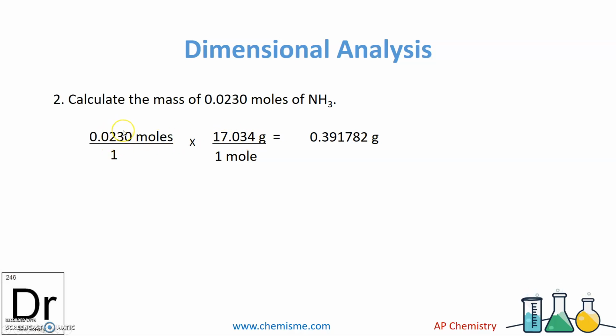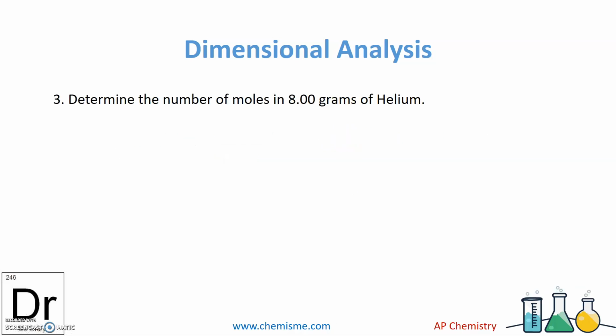So I have 3 sig figs in the first mole number and 5 in the gram number. I'm going to go by least sig figs and give myself 3. So that means I'm going to do 0.39, and that 1 is going to become a 2 because of the 7 after it that rounds it up. Normal rounding rules that you've done since you were in 4th grade. Let's do another one.